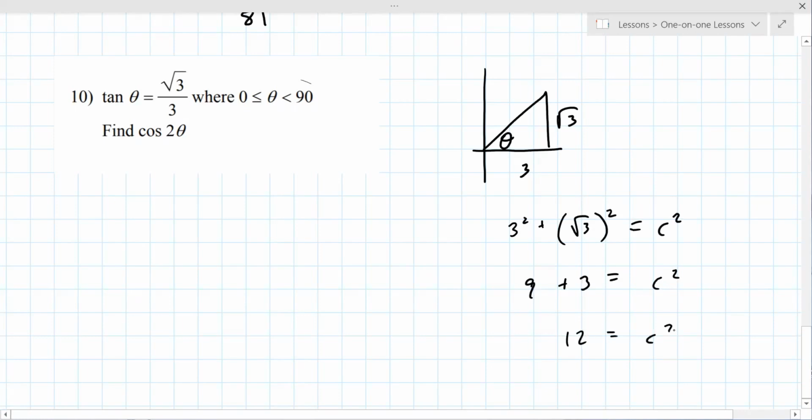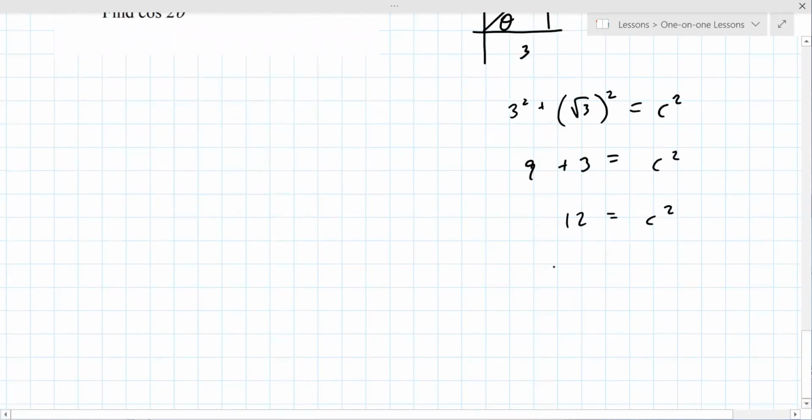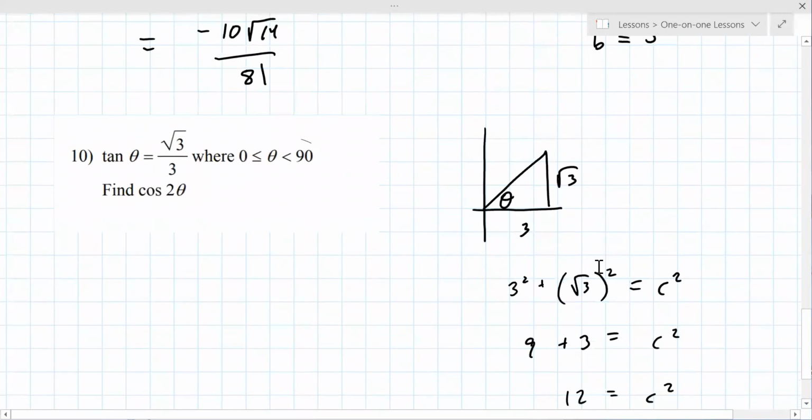Well, you undo a square with a square root, so you've got to get smaller. So the square root of 12 equals c. So that's 2 square root 3. Oh, I see what you mean. So this is 2 square root 3.